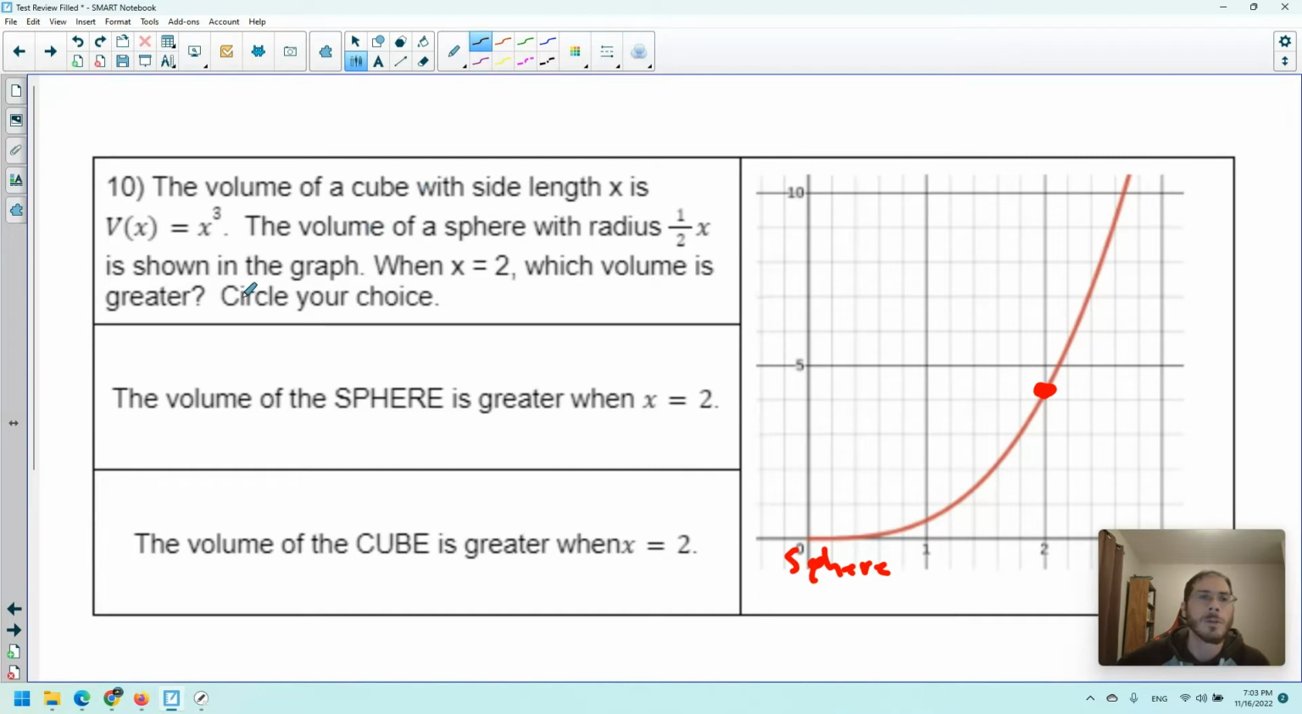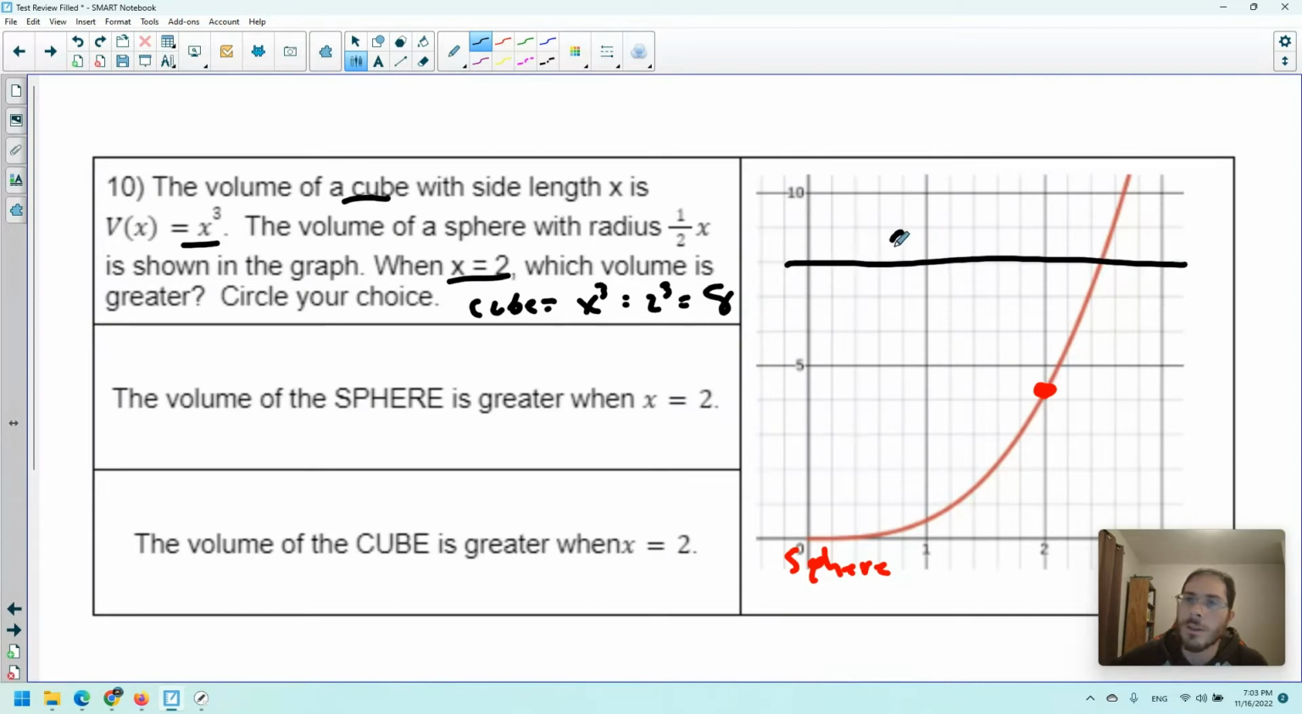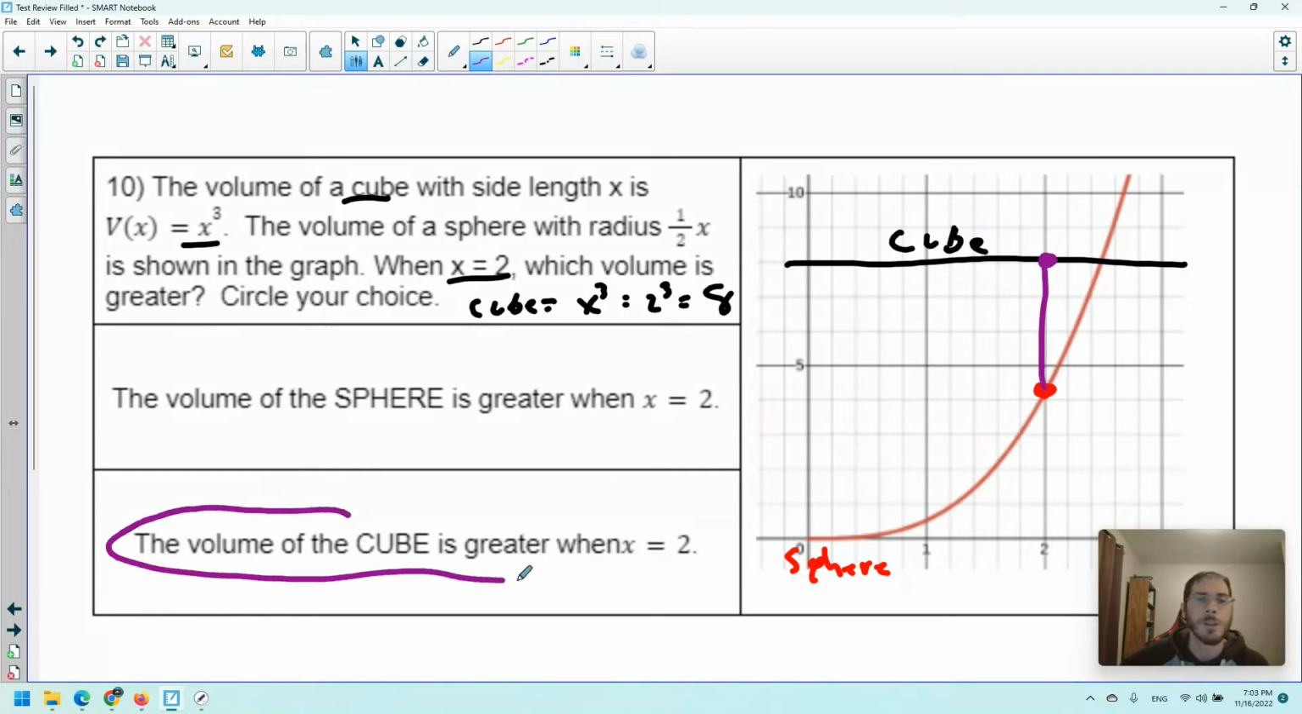So I really need to figure it out for the cube. Cube is going to be x to the 3rd. Well, if x is 2, the cube is going to be x to the third, which is 2 to the third. 2 times 2 is 4 times 2 is 8. So we get 8. If I graph 8, this is the cube. And at 2, we can see the cube is higher, so the cube is going to be greater. So that works out.